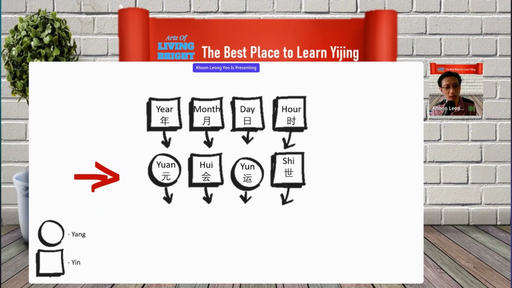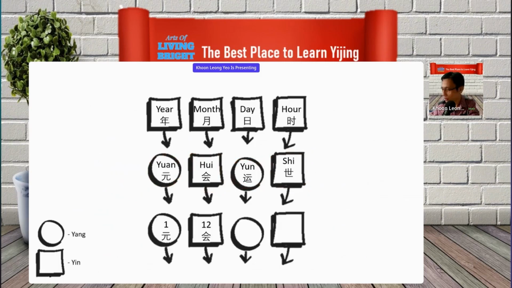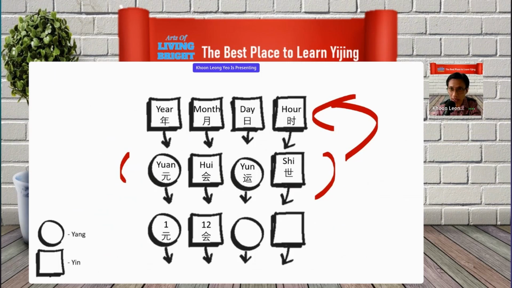Then you notice that I mark out this is circle, this is square, this is circle, this is square. I'll explain later on. I just want to highlight to you that it is a different pattern. So this 元会运世 actually works very similarly. It's the same pattern as year, month, day, hour. Once you know this pattern, you can repeat it. You can use it on the macro level, and you can also condense it to use on the micro level, micro meaning year, month, day, hour.